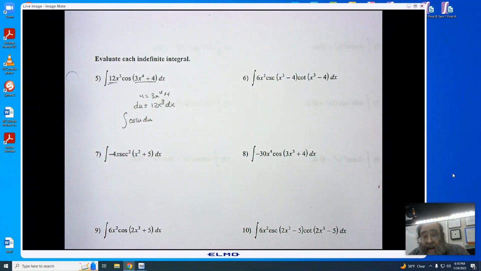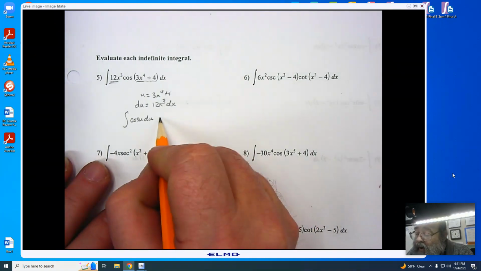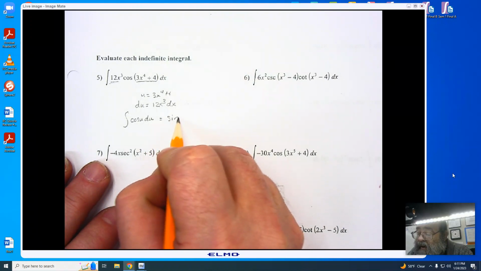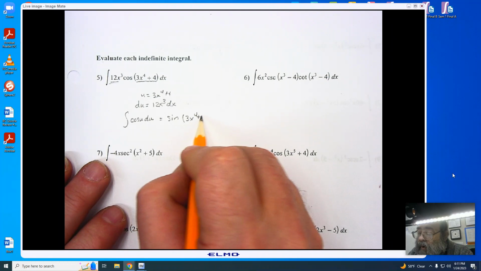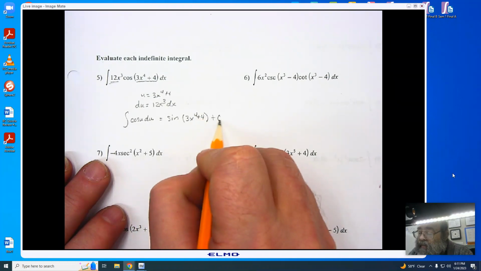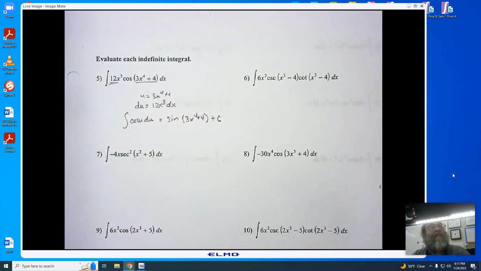Now when I do this, I'm asking myself, well, what do I do to get that cosine? Well, we know that cosine is the derivative of sine, and if I'm working backward, I'm going to call this the sine, and I'm going to back substitute 3x to the fourth plus 4, and I'm going to remember to put my plus c. That is my answer for number 5.